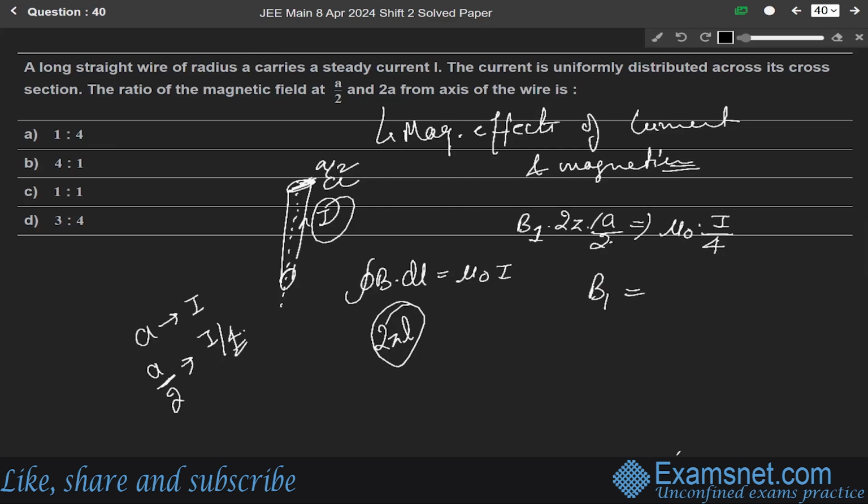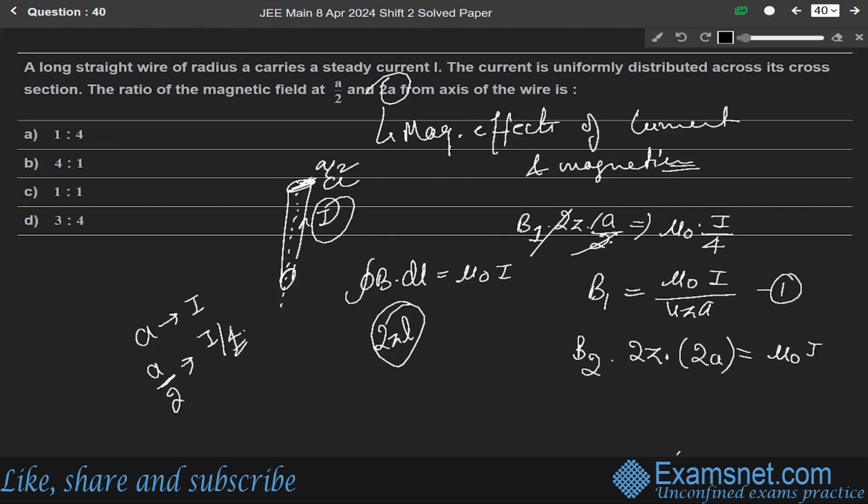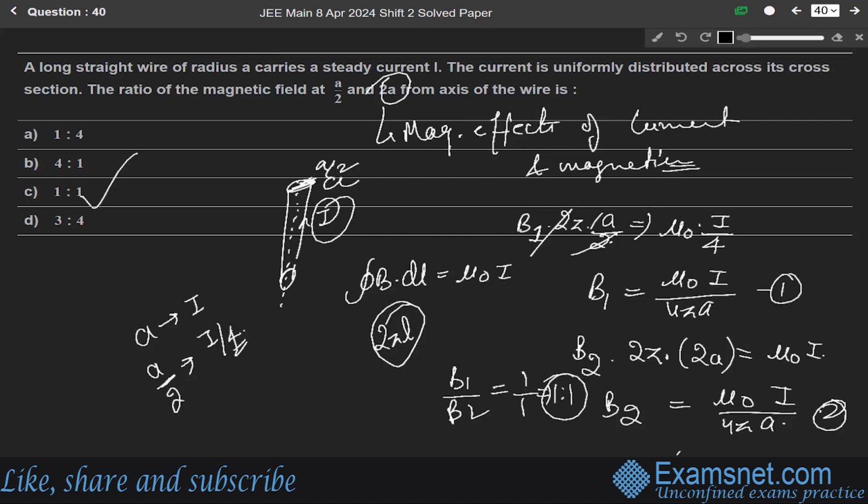So B1 will be equal to, the 2 cancels out, mu naught I over 4 pi a. Let us say this is equation 1. Now for 2a distance, B2 into 2 pi into 2a equals mu naught into current I. So B2 will be mu naught I over 4 pi a. So B1 over B2 equals 1 over 1, the ratio is 1:1, which means option C.